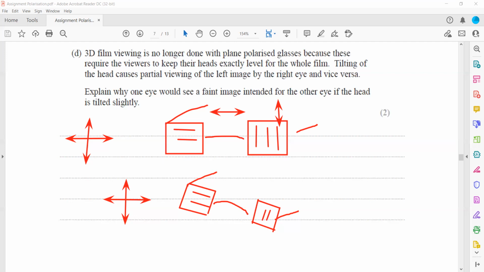Even though it is horizontal in this manner, the horizontal component is passing and there is also another component. In the same way, this is vertical, so the vertical component is passing, and again there is also another component. So when a person tilts, the light for one eye has a component in the plane of polarization of the other filter, and the angle between the filter and the plane polarized light has changed. It is intended to be 90, but now it is not 90. That's why we see a blurred or faint image. Is it clear?